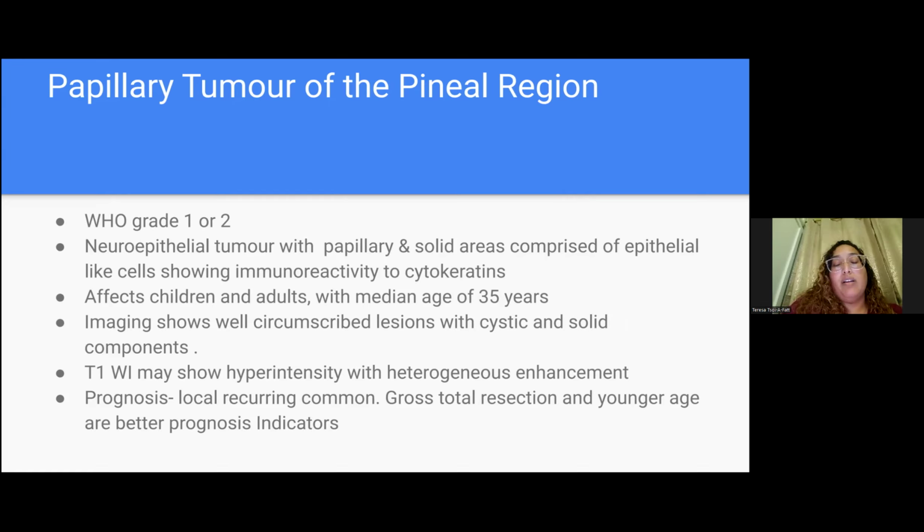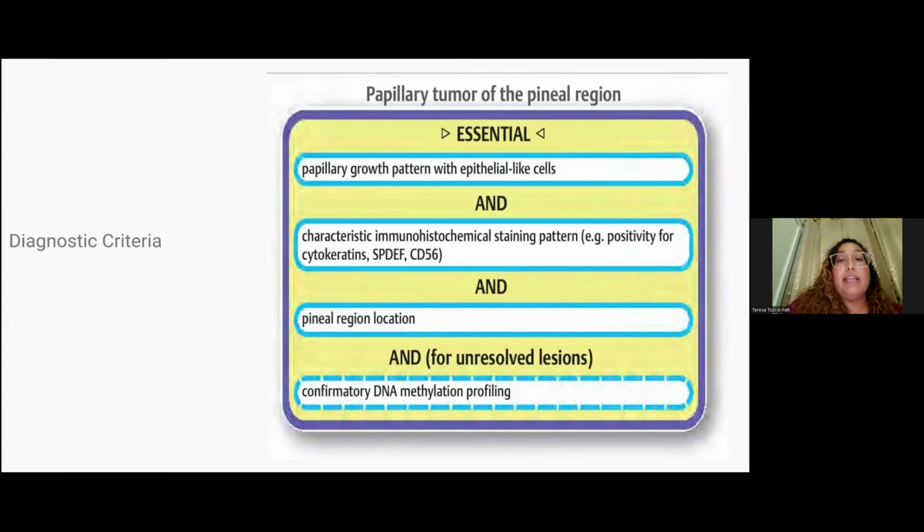And prognosis for this is low recurrence. If there's gross total resection, and younger age at presentation, these are actually indicators of a better prognosis. The diagnostic criteria for these tumors: they must have a papillary growth pattern with epithelial-like cells. There must be a characteristic immunohistochemical staining pattern. They must be located in the pineal region, and also confirmatory DNA methylation profiling.